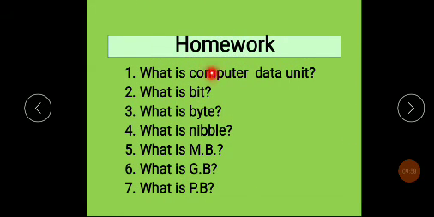Homework. Question 1: what is a computer data unit? Question 2: what is a bit? Question 3: what is a byte? Question 4: what is a nibble? Question 5: what is MB? Question 6: what is GB? And question 7: what is PB, petabyte?